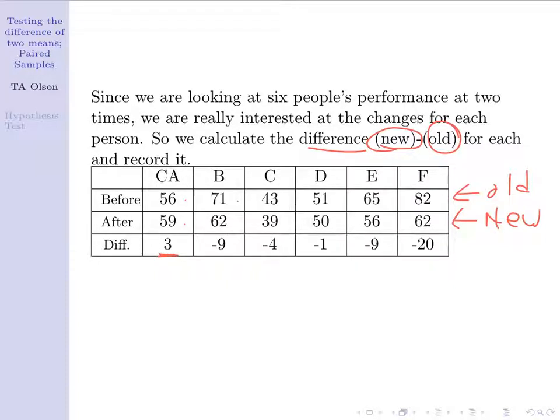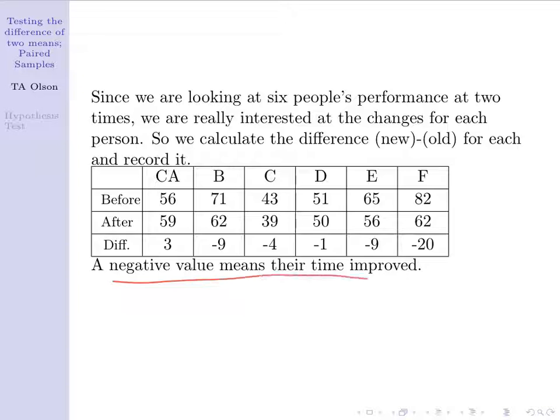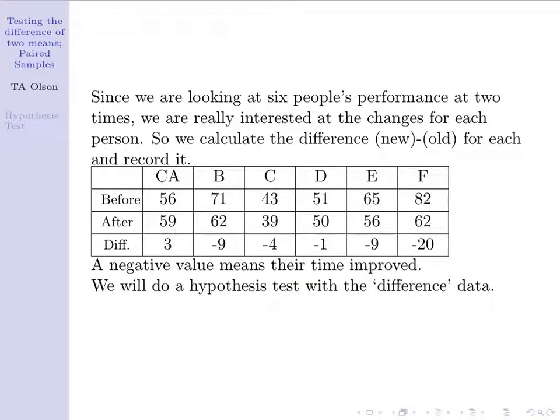B went from 71 to 62, so she went down by 9 minutes, down by 4 minutes, 51 to 50, down by 1 minute, 65 to 56, down by 9 minutes, 82 minutes to 62 minutes, so down by 20 minutes. So in this case, a negative value is going to be their time improved. And the data that we're going to do a hypothesis test on is our difference data. This is the thing that we're going to do our hypothesis test on.